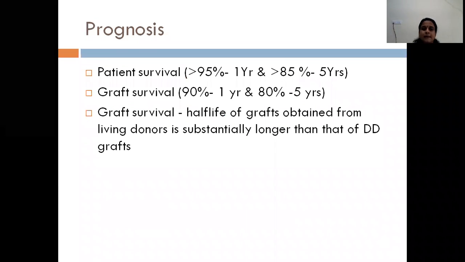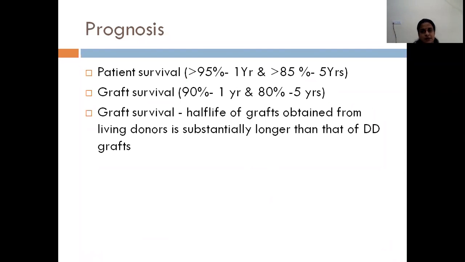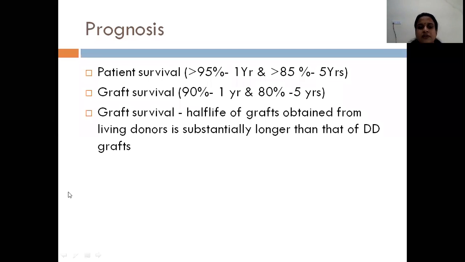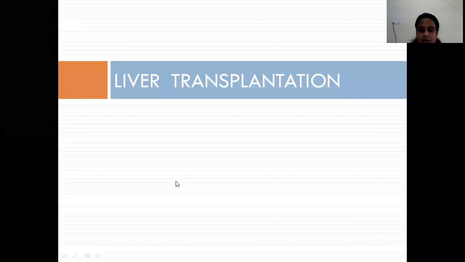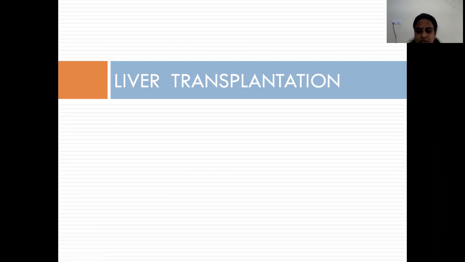What is the prognosis? Prognosis is defined as patient survival and graft survival. Patient survival is as good as 95% provided the technique is completely foolproof and successful. 95% in 1 year, up to 85% in 5 years. But graft survival depends on whether it is a live donor graft or a deceased donor graft. It is a little bit less in deceased donor. Live donor half-life is better. Grafts obtained from living donors survive substantially longer than deceased donor grafts. So this is about renal transplantation.